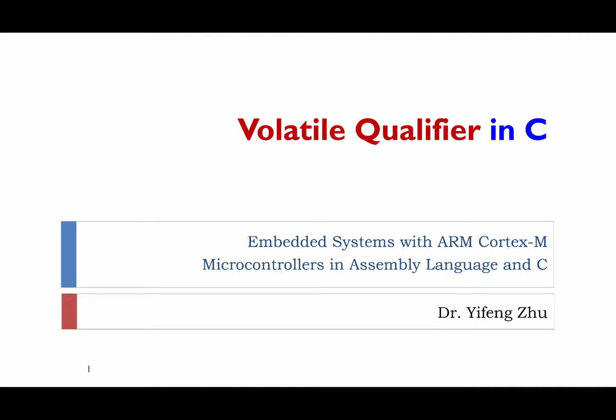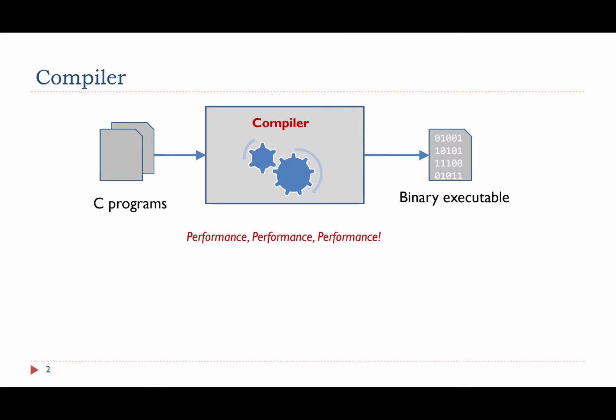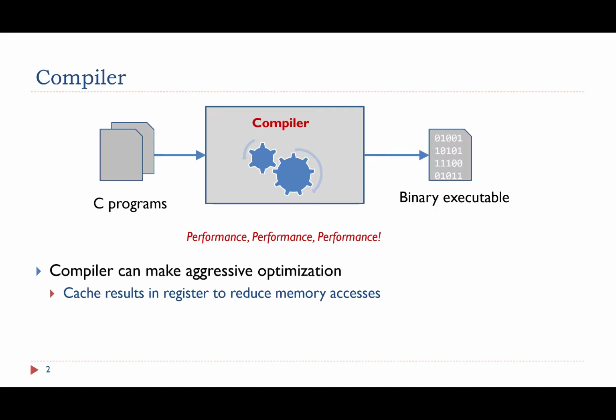In this short lecture, we'll talk about the qualifier volatile. A compiler can translate a C program into a binary executable. During the translation, the compiler can make aggressive performance optimization. For example, the compiler can cache a variable in a register to reduce the number of memory accesses. The compiler can also reorder computations or eliminate useless and redundant computations.